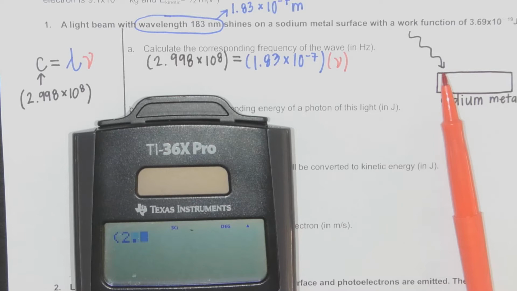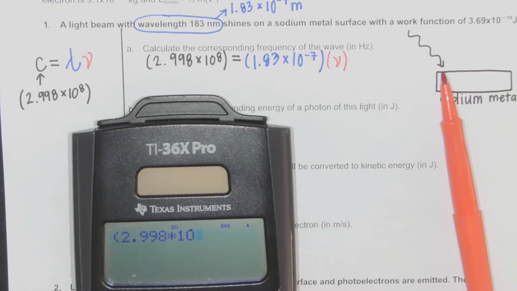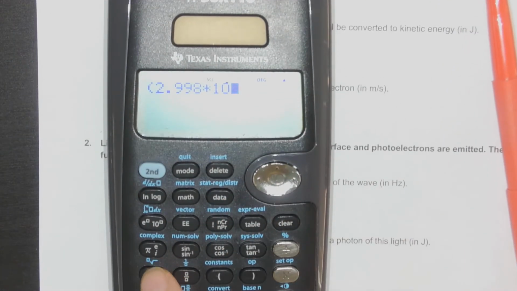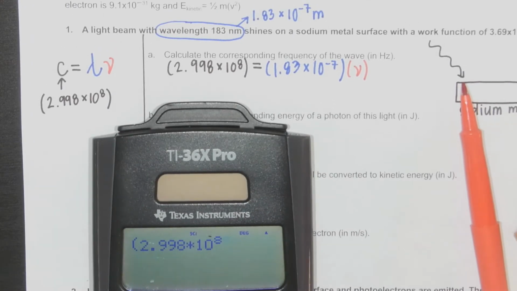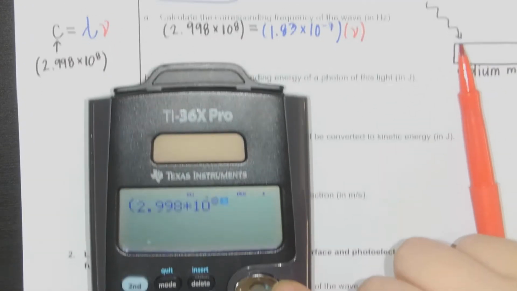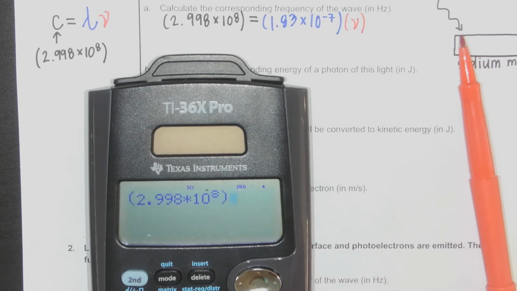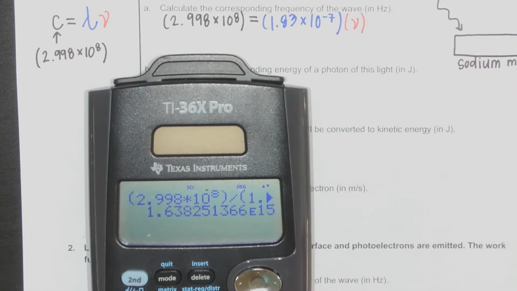Parentheses. Always use parentheses when there's an exponent. 2.998 times 10 to the 8th power. To get it to go up to the exponent, you're going to click on this little X with a box, times 10 to the 8th power. Bring it over, parentheses, divided by 1.83 times 10 to the negative 7 power. And this is my frequency.